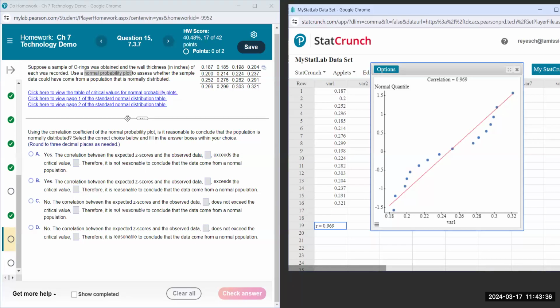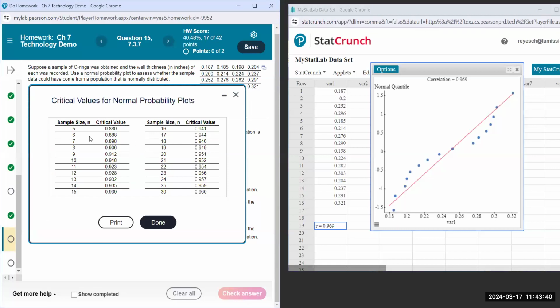So what we do is compare it to a table of critical values. Here it is. Sometimes it's not available, so I put it on the home page in Canvas under the Some Useful Handouts section in the first module. You look up your sample size, in our case 16. Your correlation has to exceed 0.941 in order to say that this is normal enough.